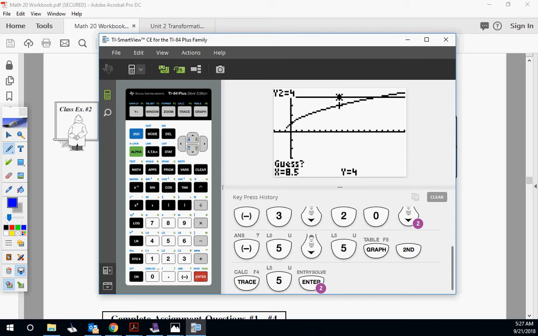And it says guess. You don't have to get too close, but I like to. Just arrow over so you're close to where they cross, and then hit enter. And it tells you the solution is 15, 4. So that means the answer to that equation is 15. We knew it was 4 for the y, right? Because 4 is what it's equal to. So essentially, x is 15, y is 4.